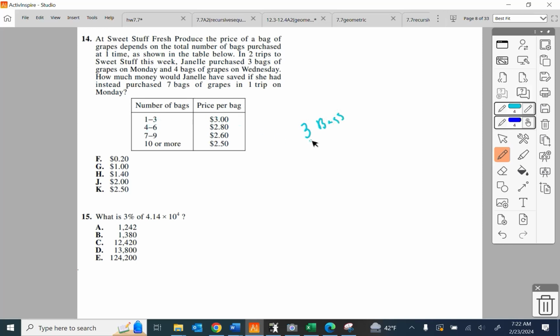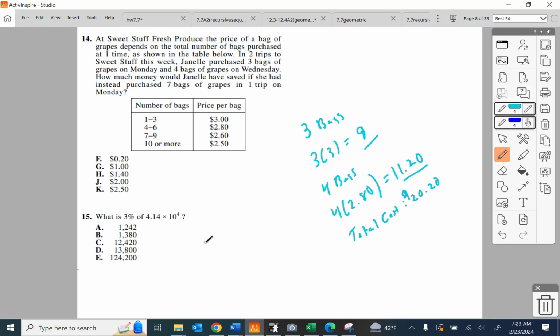3 times 3 is 9. And then she had a trip where she bought 4 bags, which is a different column here. 4 times 280 is 1120. So her total cost is going to be 1120 and 9, which should be 2020.